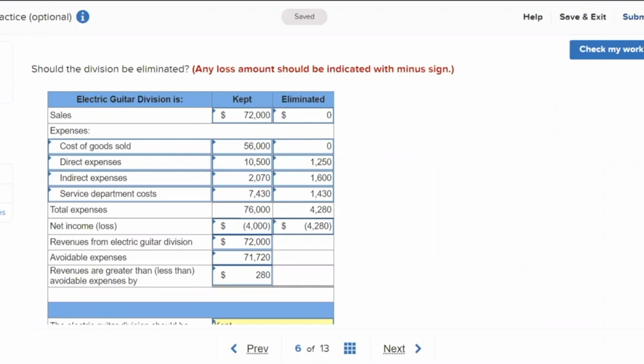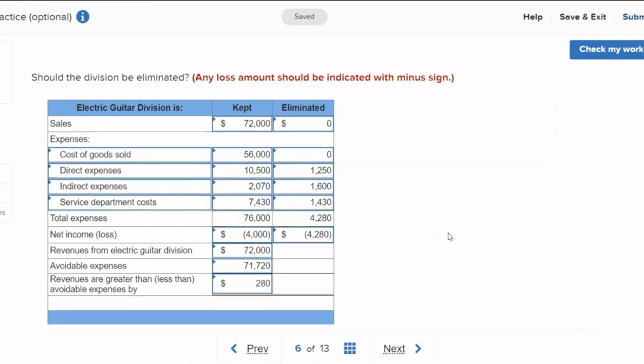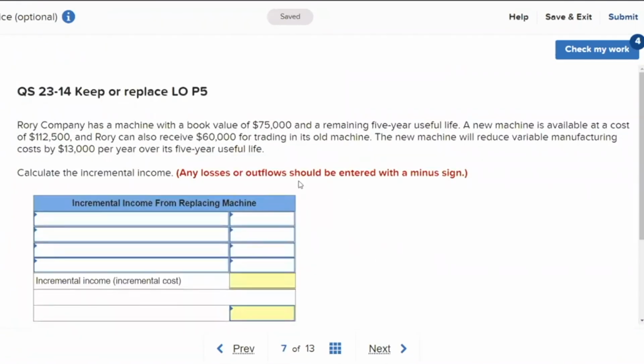With that, we're going to do QS 2314, keep or replace equipment. Roy Company has a machine with a book value of 75. I don't care about any of this stuff. So they're going to give you a lot of information you don't need. The book value is what we paid for it, back when we bought it. That's a sunk cost. They're telling you this to trick you. Remember, we do not consider sunk costs.